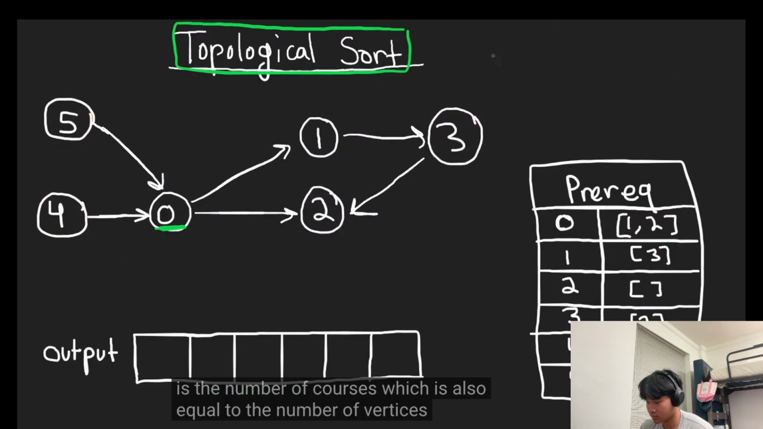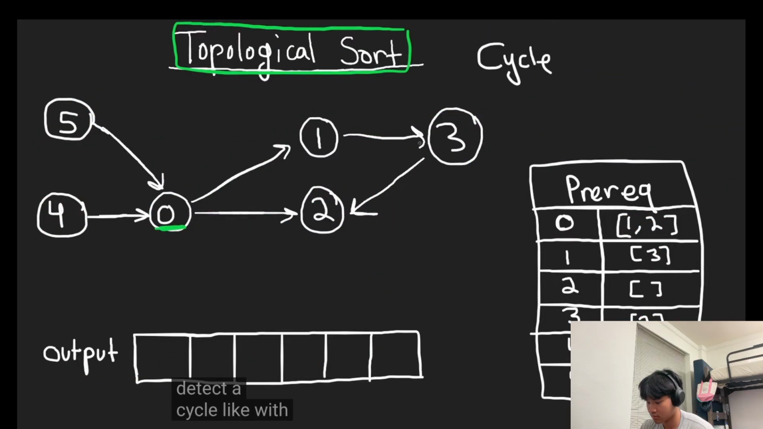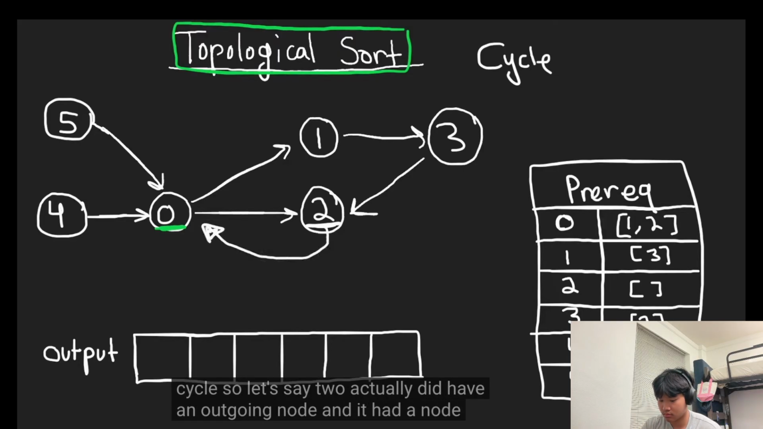Like with our algorithm, well, let's say we had a cycle. So let's say 2 actually did have an outgoing node and it had a node all the way to 0.